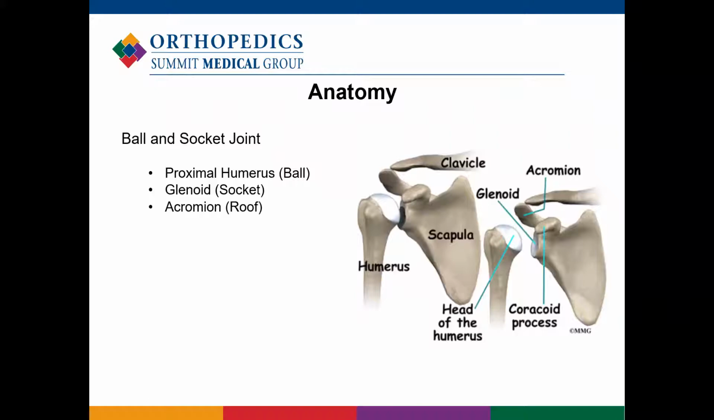Before we discuss rotator cuff tears, it's helpful to look at the anatomy. As we all know, the shoulder is a ball and socket joint. There are three main components to it. We have the ball of the shoulder, which is at the top of the arm or humerus bone. We have the socket, which is a portion of the scapula or shoulder blade. And there's also a roof to the shoulder joint. And the roof is formed by the acromion, shown here, as well as a portion of the collarbone or clavicle.